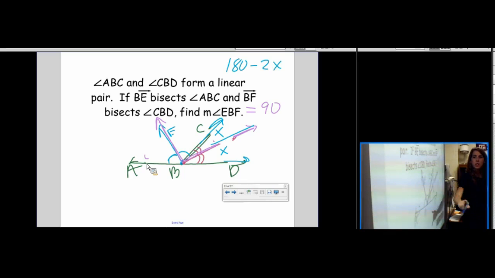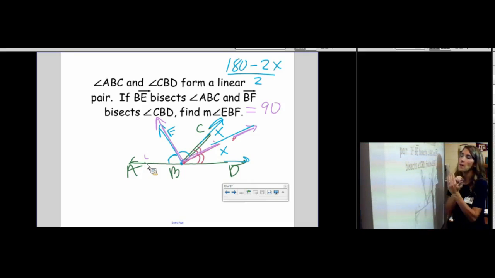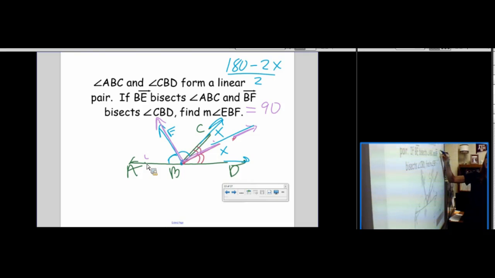Then what do we do? We got bisected. What do we do with that? Divide it by 2. Because this angle is 180 minus 2x, but it got bisected. So what is 180 minus 2x? Okay, let's divide it by 2. 180 divided by 2 is 90. And 2x divided by 2 is x.